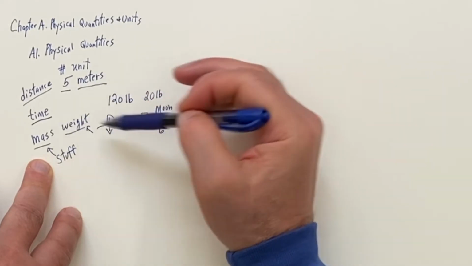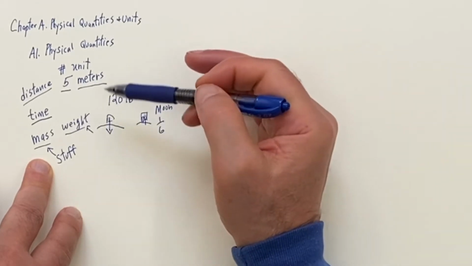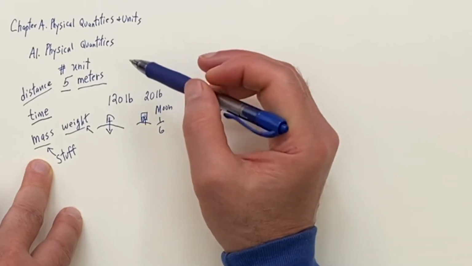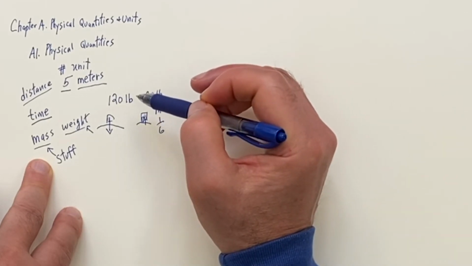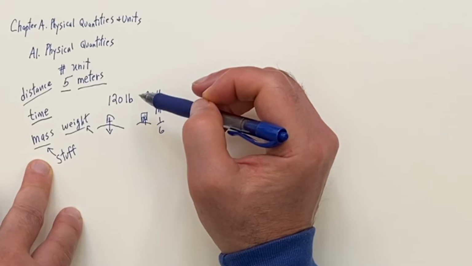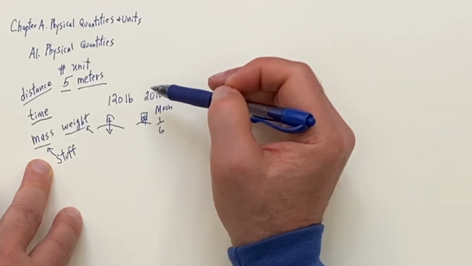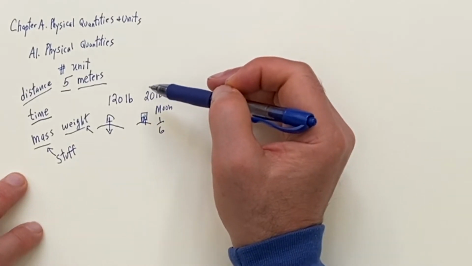So the mass is the same, since that's the amount of stuff, but the weight would be less. And we'll make that distinction again in our course as we study mass and weight, forces, Newton's laws, gravitation, all kinds of neat stuff like that.